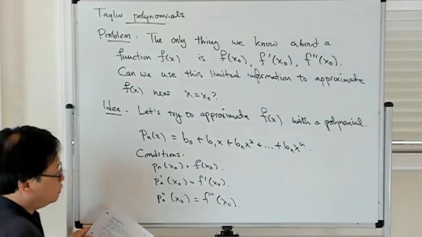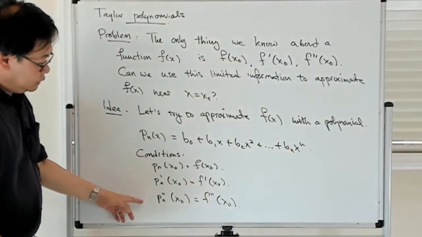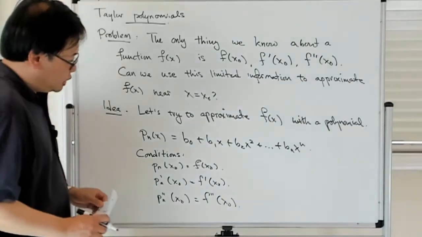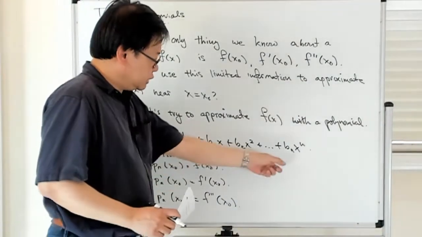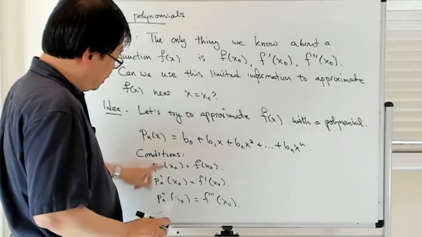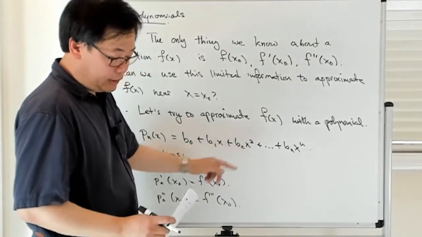Okay? So you have three conditions, and it's easy to convince yourself that one way to look at polynomials which only have three unknowns is to just pick the polynomial of degree 2, right?